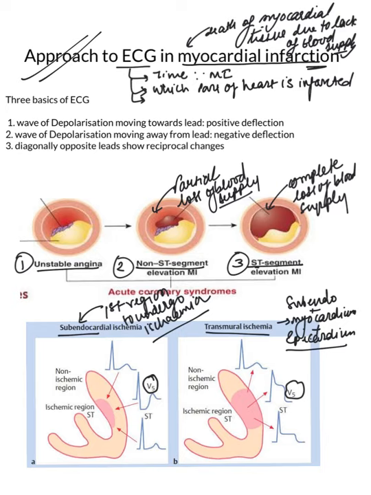Myocardial infarction is the death of myocardial tissue due to lack of blood supply. And by looking at the ECG, we can tell three things: time since the onset of MI, which part of the heart is infarcted, and which artery has got occluded. So all these three things can be answered just by looking at the ECG, and we will learn how.